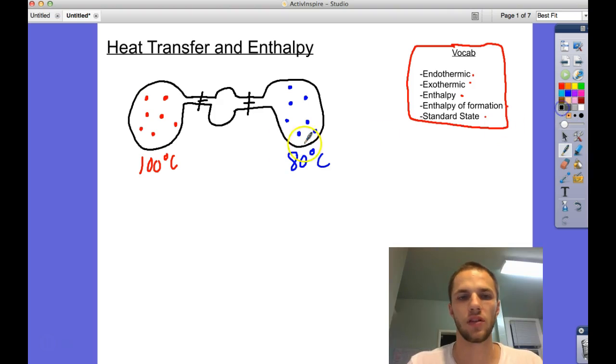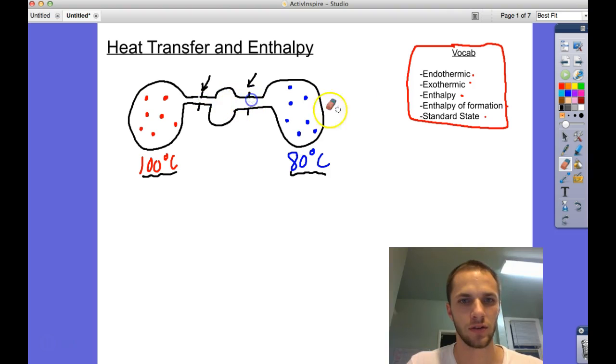So let's say that we have two gases. It's the same gas, and they're put into this contraption here. On the left, the gas is at 100 degrees Celsius, and on the right, the gas is at 80 degrees. And we have these two valves here, which are little doors. Let's just say that we go ahead and open those up. So these gases are now allowed to interact. What is going to happen?